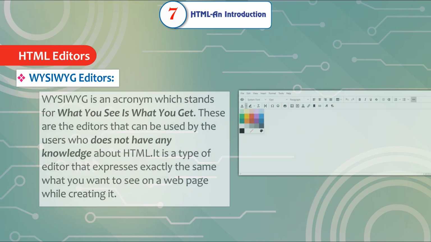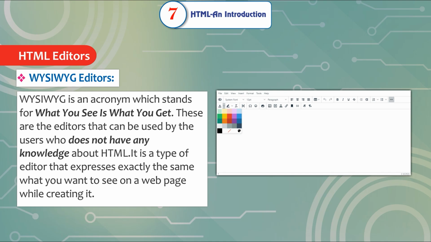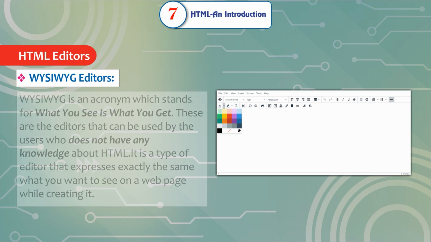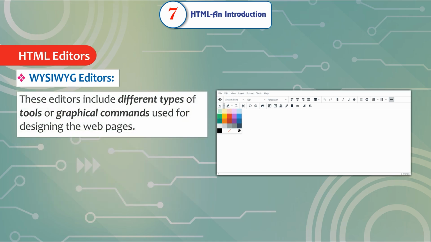WYSIWYG editors. WYSIWYG is an acronym which stands for What You See Is What You Get. These are the editors that can be used by users who do not have any knowledge about HTML. It is a type of editor that shows exactly what you want to see on a web page while creating it. These editors include different types of tools or graphical commands used for designing web pages.